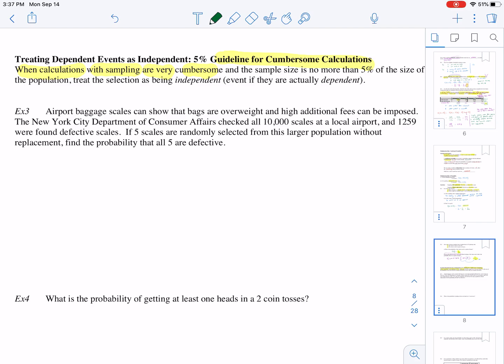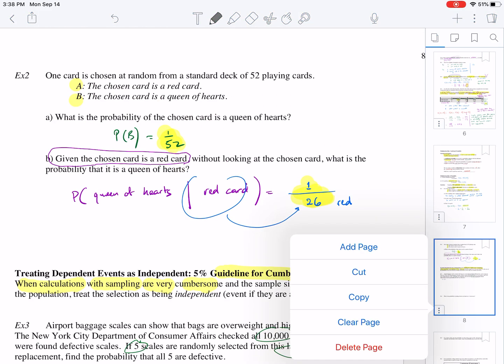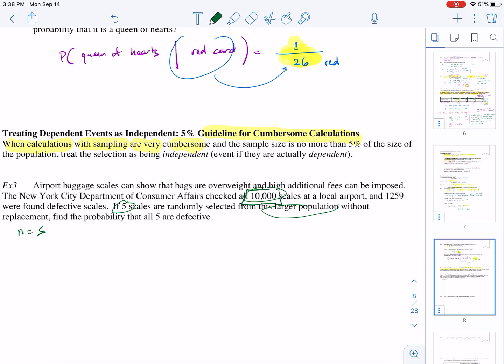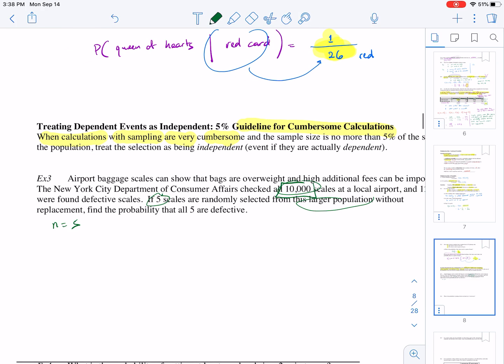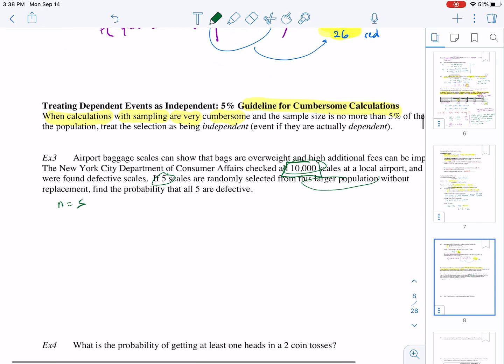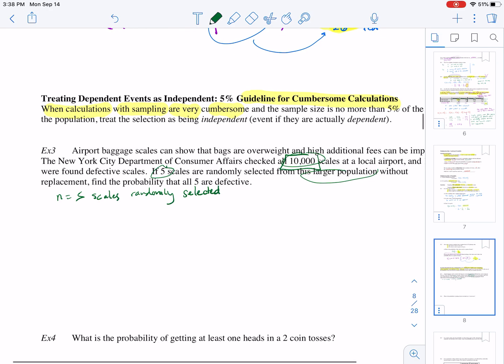So we probably know the larger population is going to be more than the 10,000 here, and the 5 scales, which is the sample size, so n being 5 here, is going to be very small compared to a larger population. This is just a local airport with only 10,000 scales. So the larger population would consist of 100,000 scales, right? So the sample size, we're looking at the selection of just 5 scales, randomly selected. So that's going to be much less than the 5% that we referred to up here.